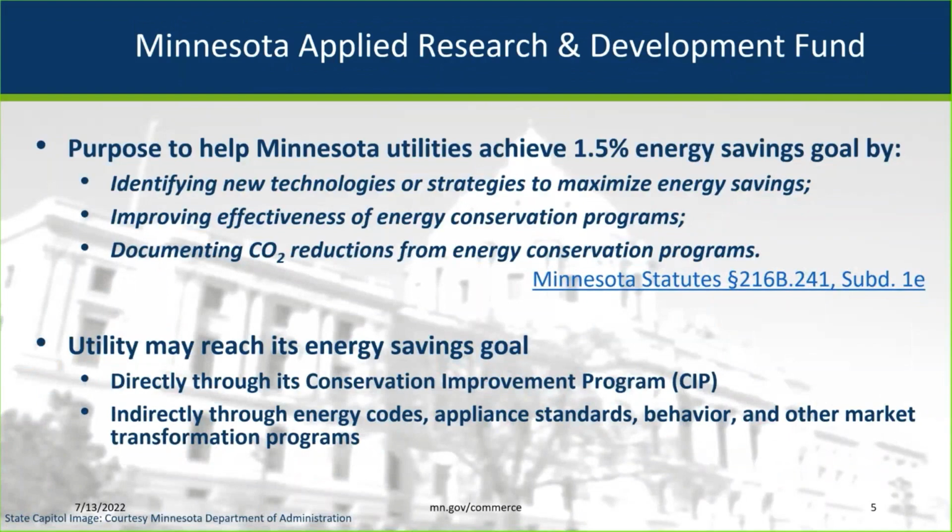This webinar is one in an ongoing series designed to summarize the results from research projects that are funded by Minnesota's Applied Research and Development Fund, which was established in the Next Generation Energy Act of 2007. The purpose of the fund is to help Minnesota utilities achieve their energy saving goal. $2.6 million is set aside annually for the CARD project, which awards research grants in a competitive request for proposal process. Results from CARD projects provide utilities with data to enhance energy efficiency program designs within their conservation improvement, or CIP, programs.